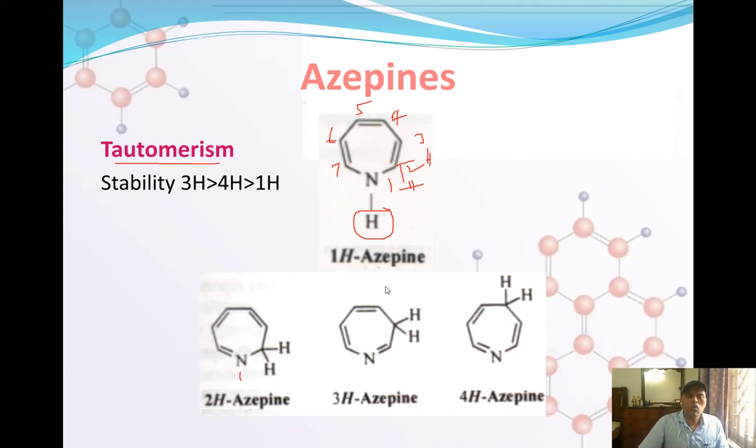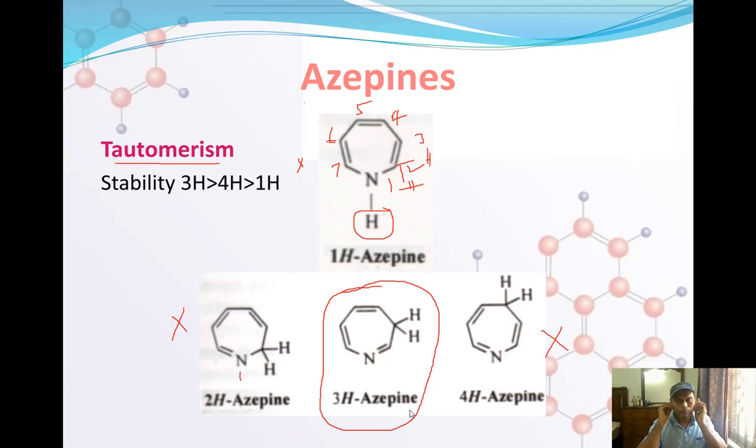In this, the most stable is 3H azepine, and this is the only tautomeric form that actually exists. The other ones, the 1H azepine, 2H azepine, and 4H azepine, do not occur. They are very unstable. Only 3H azepines are stable, and you can isolate these 3H azepines.